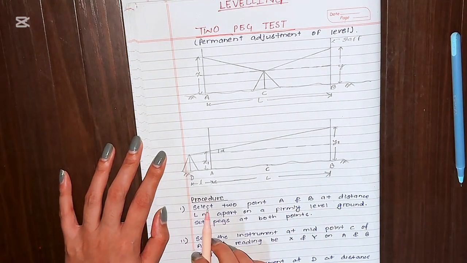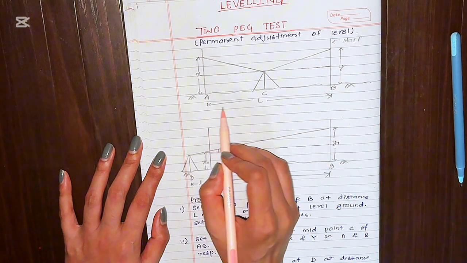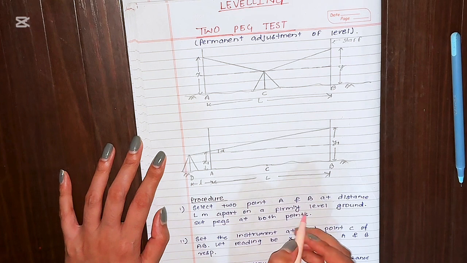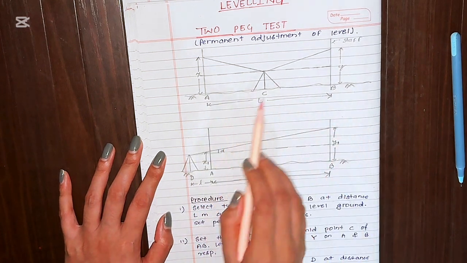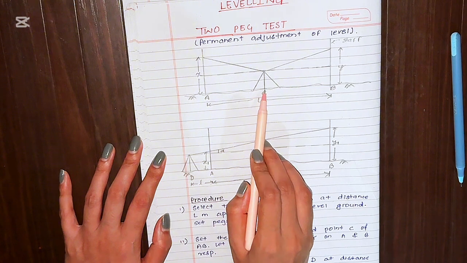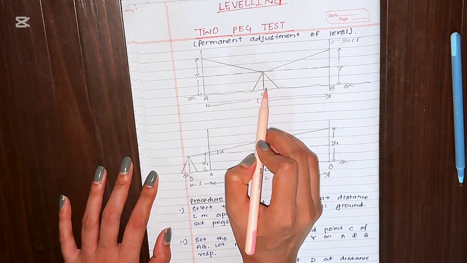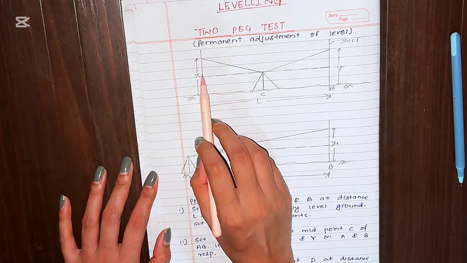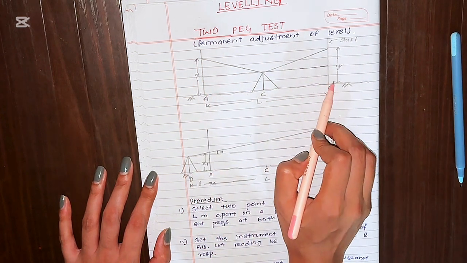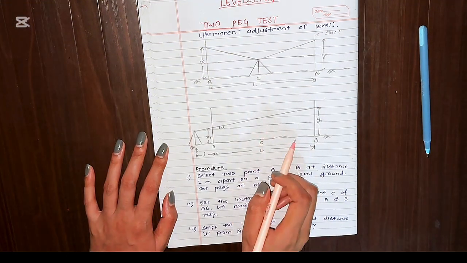The first step is to select 2 points, point A and point B, at a distance of L between each other, and these two pegs are set at points A and B. Then the instrument, the auto level, is set at point C in the middle of A and B, and the staff reading is taken from this point C. Staff reading at station A will be X, and staff reading at B will be Y. So the true difference will be X minus Y.